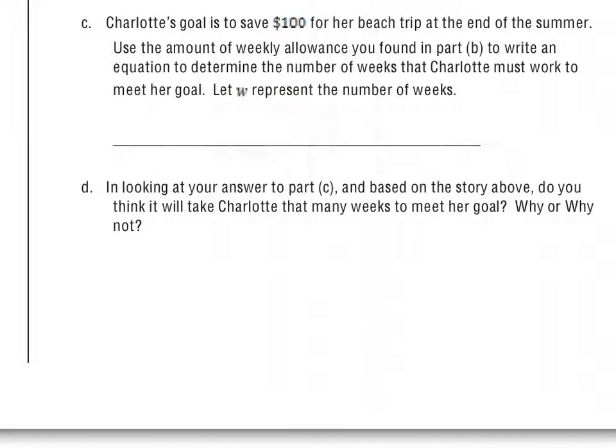Alright, it says Charlotte's goal is to save $100 for her beach trip at the end of the summer. Use the weekly allowance you found in Part B to write an equation to determine the number of weeks Charlotte must work to meet her goal. Let W represent the number of weeks.